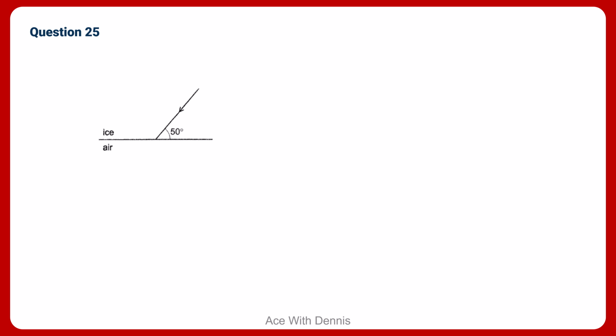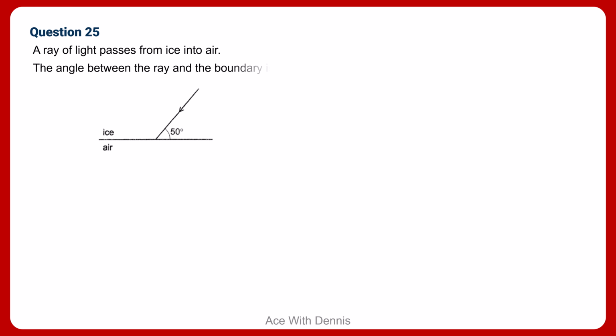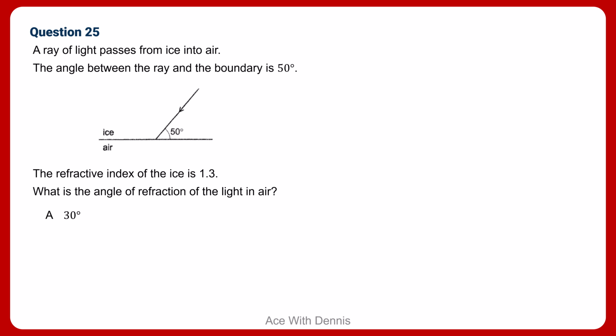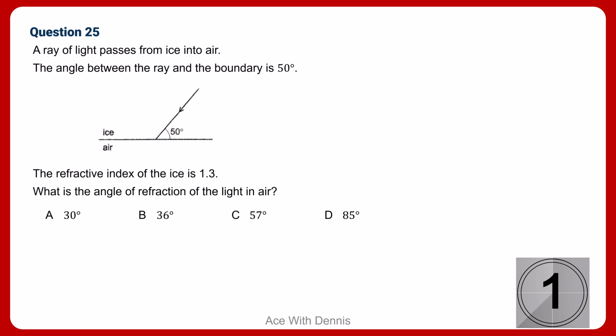Question 25. Given this diagram, a ray of light passes from ice into air. The angle between the ray and the boundary is 50 degrees. The refractive index of the ice is 1.3. What is the angle of refraction of the light in air? A. 30 degrees, B. 36 degrees, C. 57 degrees, or D. 85 degrees. The answer is C. 57 degrees.